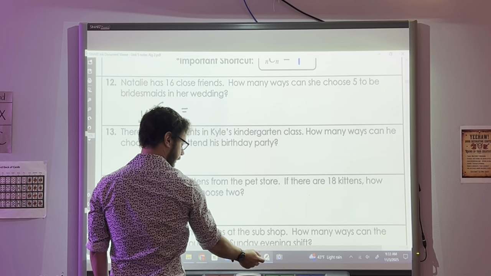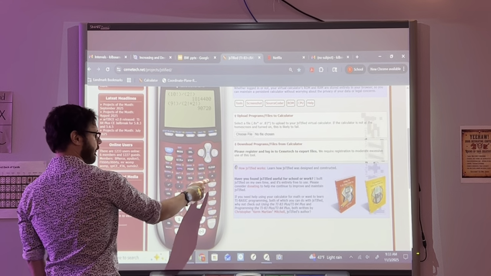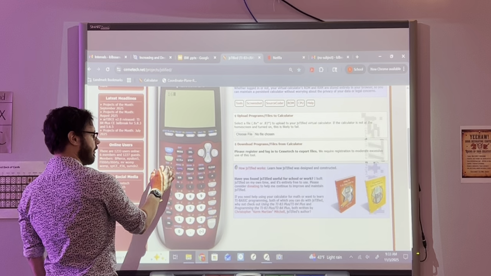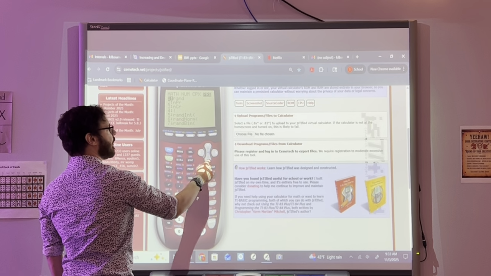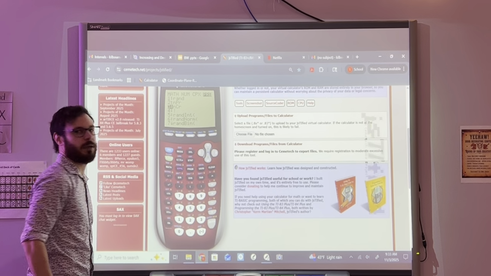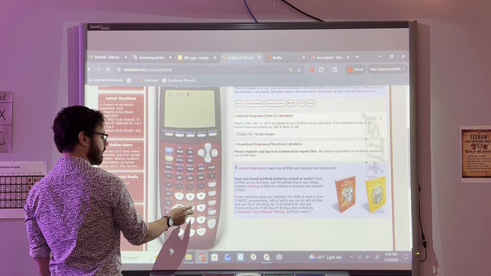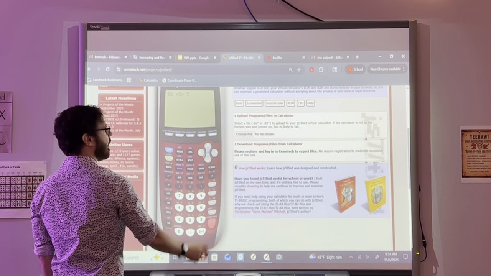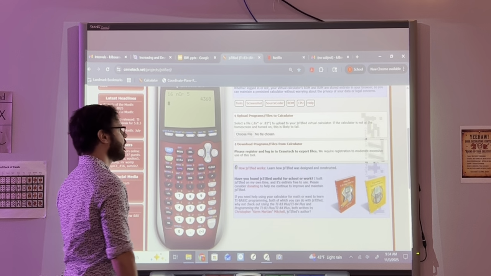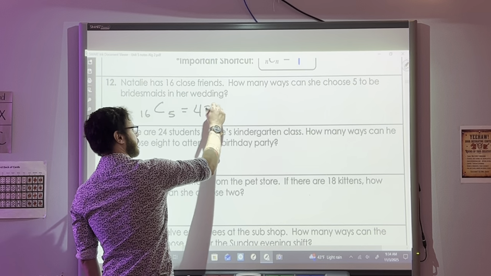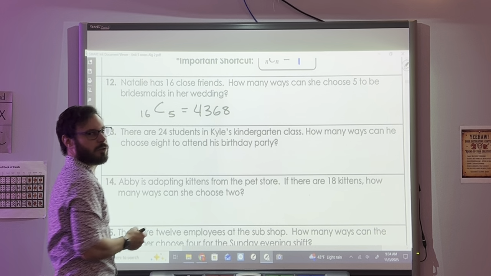Okay, calculator time. 16 was the n, so it gets typed first. We're going to go math, and we're going to go back to probability, and now this 3, nCr, that's going to be our choose. 16 choose 5. Hit enter, and there's not that many. 4368. That's how many different ways she can choose.